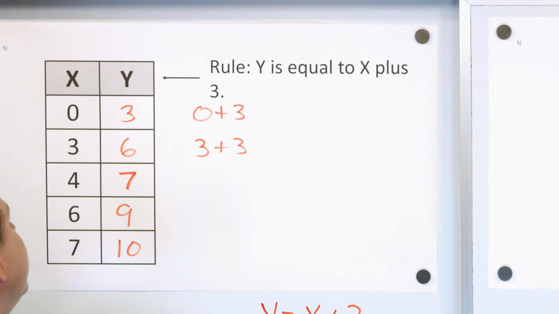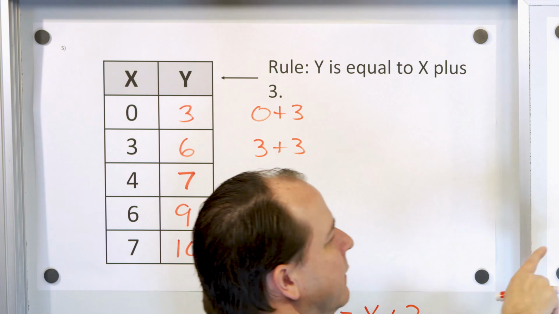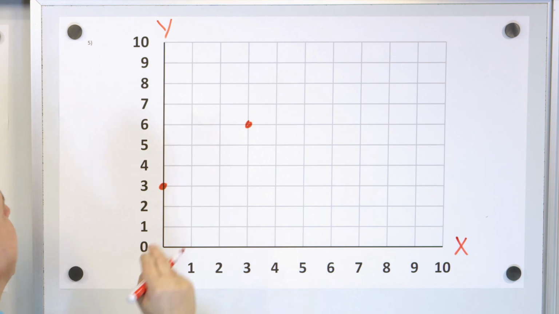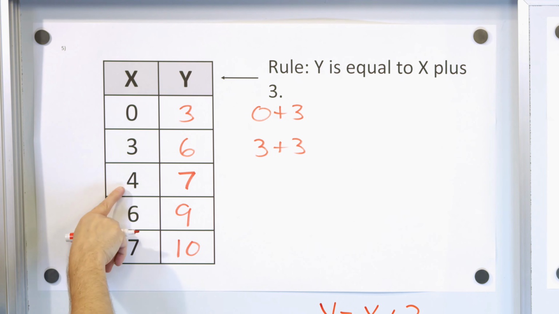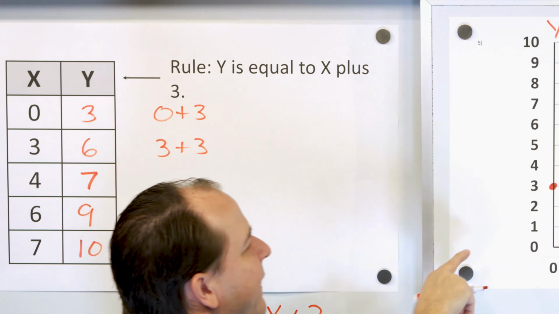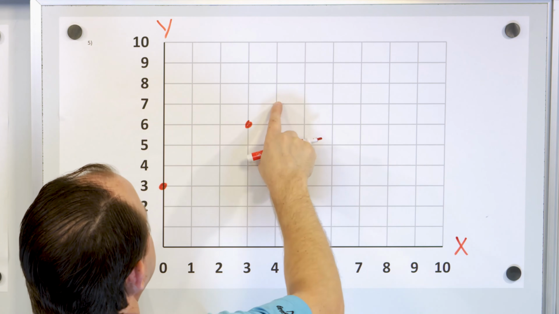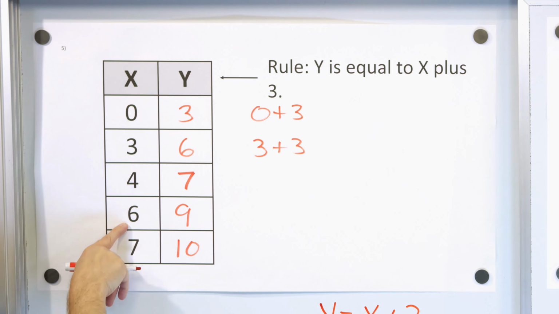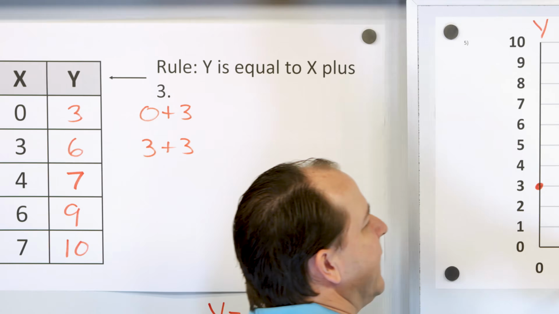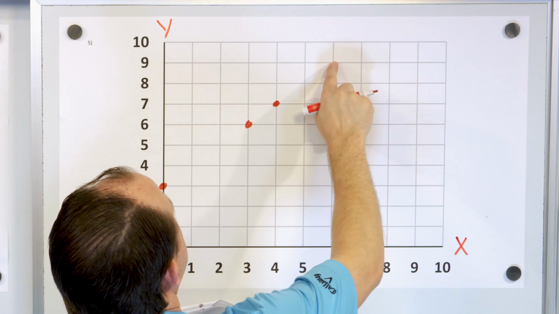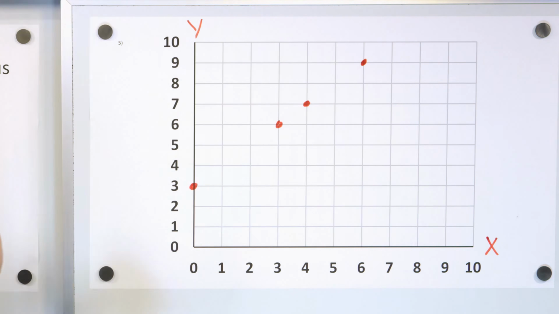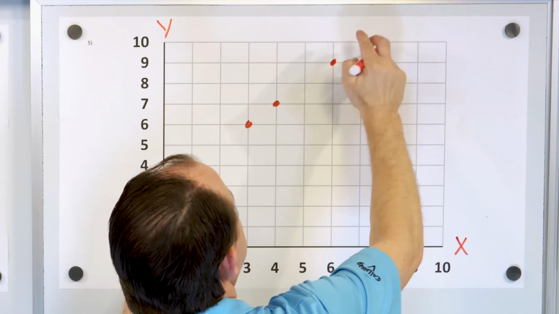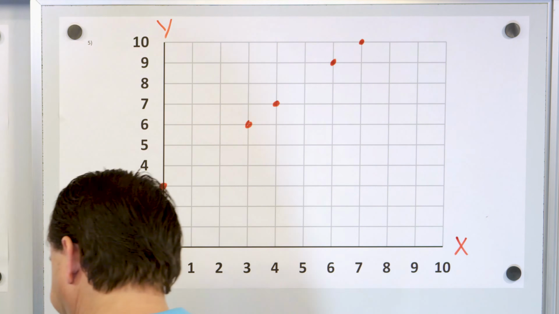All right? 3, 6. X is 3. Y is 6. That means y is 6. It goes up like this. 4, 7. X is 4, y is 7. That's right there. All right, next we have x is 6, y is 9. That's right there. And then we have 7, 10. X is 7, and then y is 10, all the way at the top, like this.